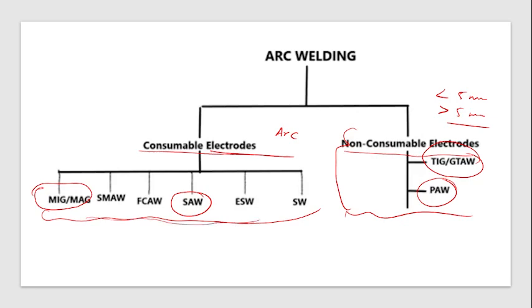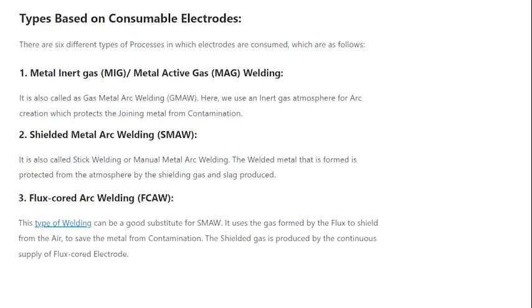Other welding processes are similar only. So let's see a brief about these welding processes. Let's start with the consumable electrode. So first is MIG, that is metal inert gas or metal active gas welding. This is also called gas metal arc welding.